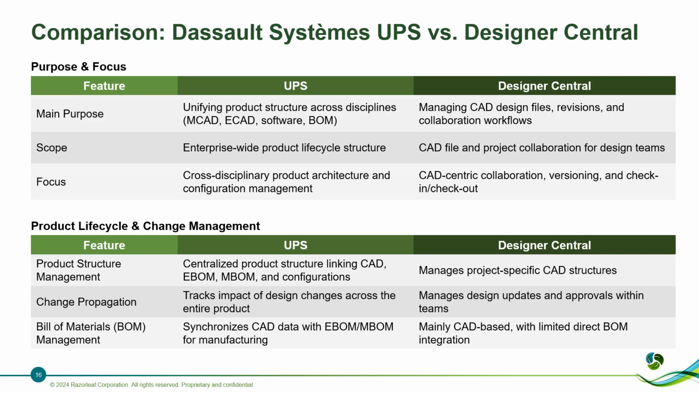Okay. Change propagation tracks impact of design changes across the entire product. Designer Central manages design updates and approvals within teams, right? So we go for the UPS impact across the entire product or entire domain structure is capable. And Designer Central is more engineering focused.